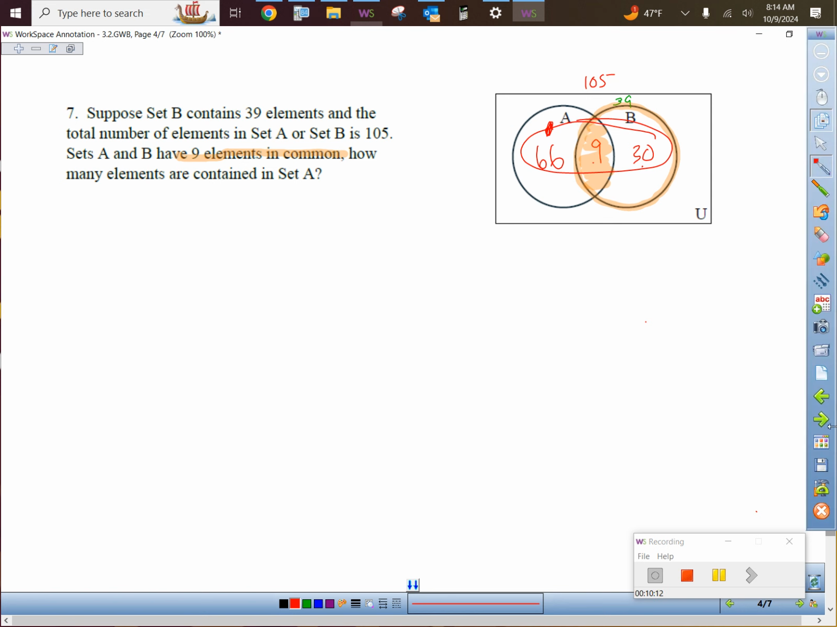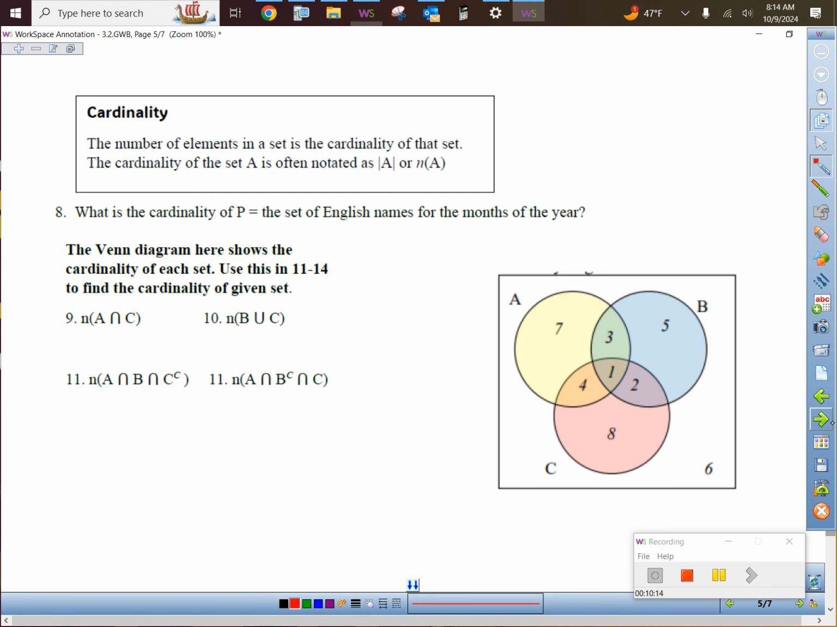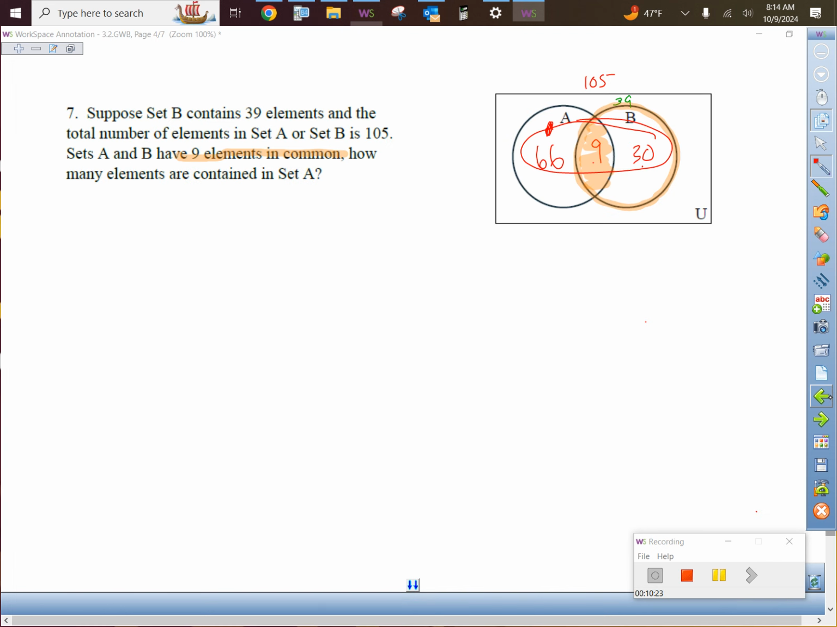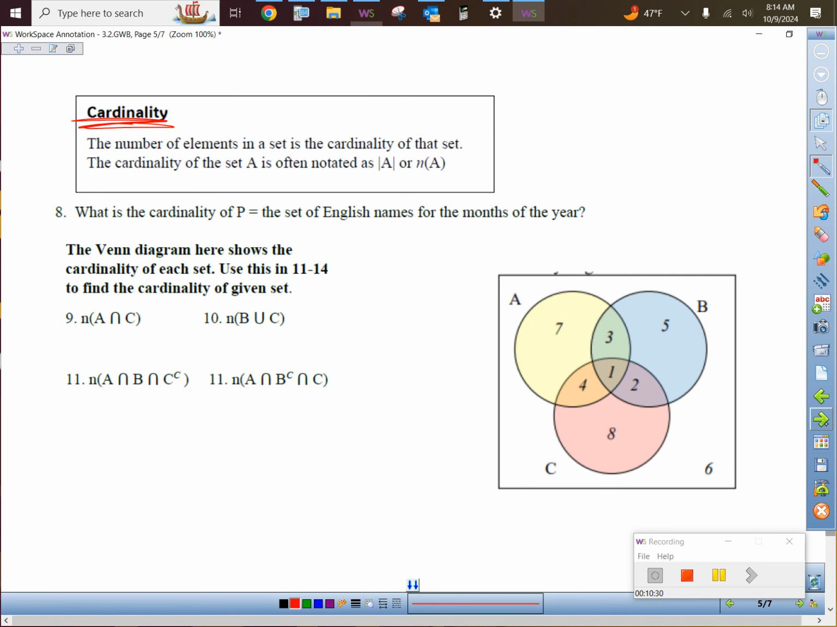We'll try another one of those here in a minute, but let's get into some cardinality of sets. Cardinality is a fancy word for count them up. Just how many things are in there. So like right now, the cardinality of set B on this last problem was 39. There are 39 elements in there, right? So the cardinality just means add them up.